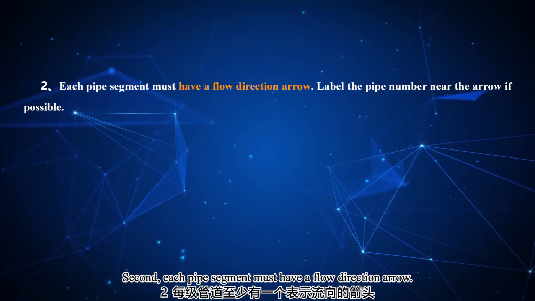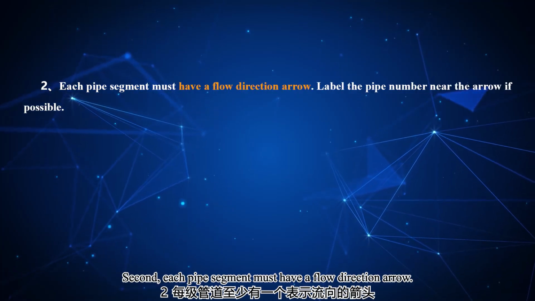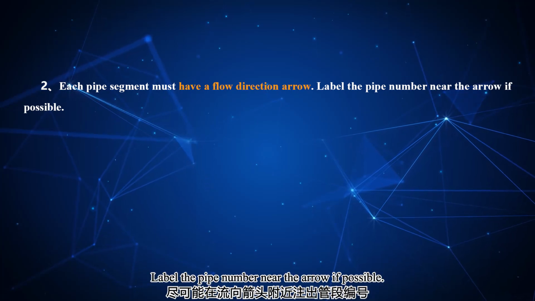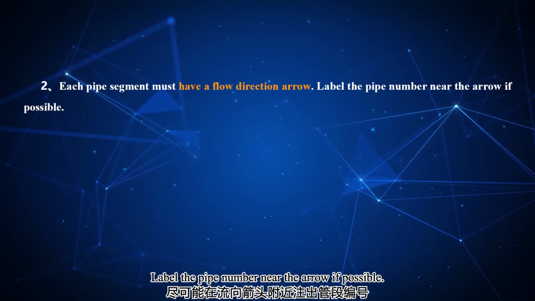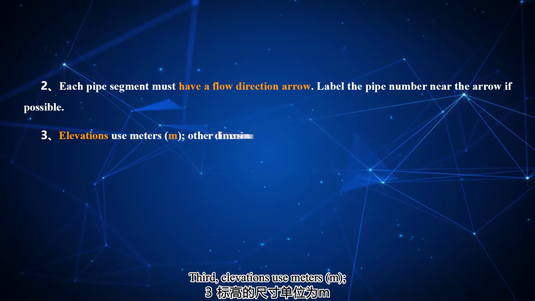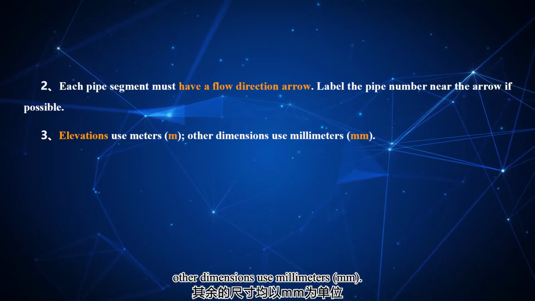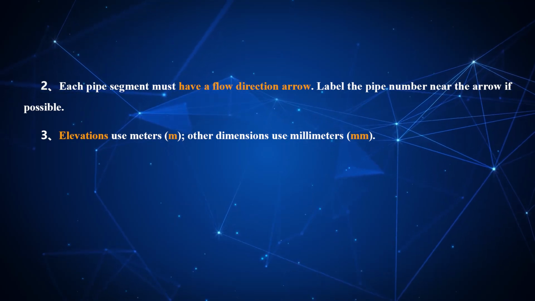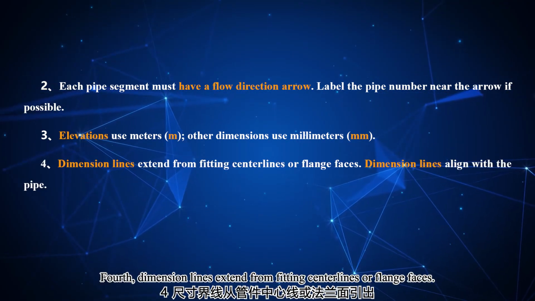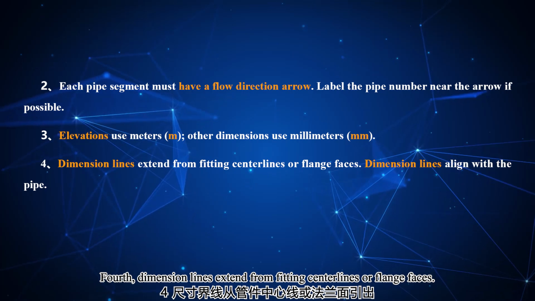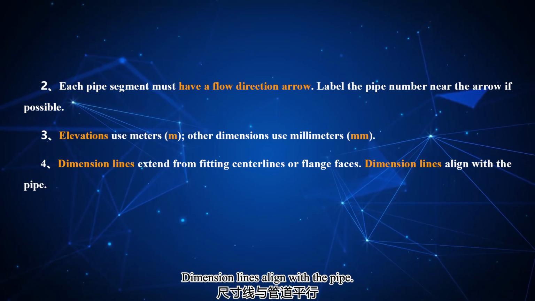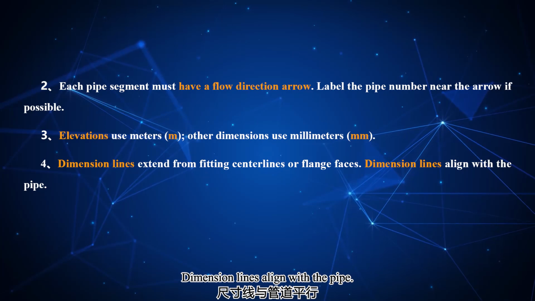Second, each pipe segment must have a flow direction arrow. Label the pipe number near the arrow if possible. Third, elevations use meters. Other dimensions use millimeters. Fourth, dimension lines extend from fitting center lines or flange faces. Dimension lines align with the pipe.